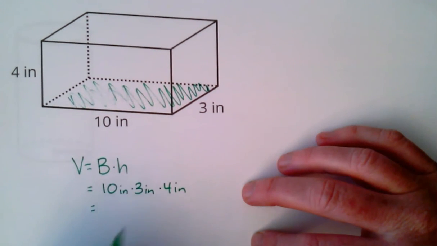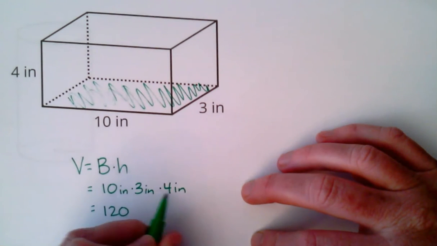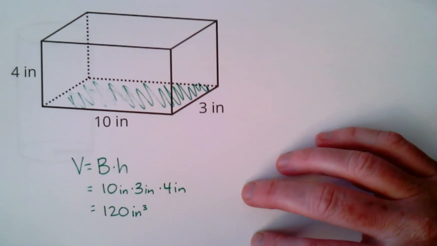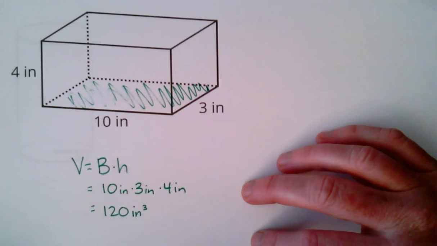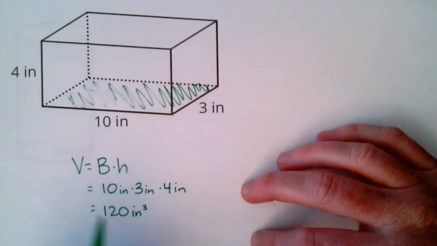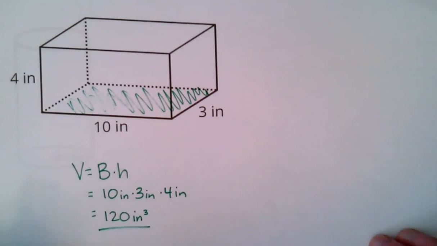10 times 3 is 30. 30 times 4 is 120. But we multiplied inches by inches by inches. That's inches to the third power. That is why when you find volume, your units are cubic units, because we've just multiplied inches by inches by inches. So we have 120 cubic inches for this rectangular prism.